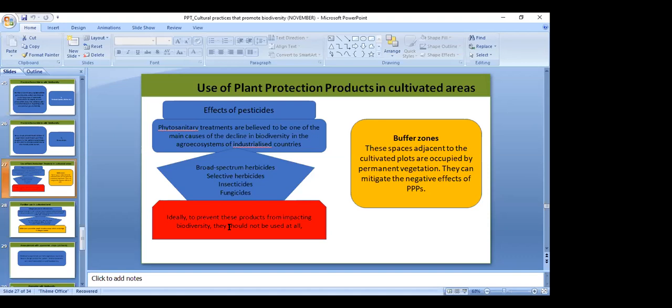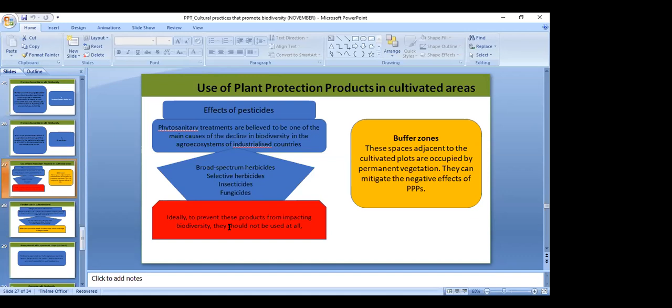And we said that we have buffer zones around the farm. There should be buffer zones around the farm. Buffer zones are areas where you don't really plant at all. So these spaces adjacent to cultivated plots are occupied by permanent vegetations. And what we refer to as permanent vegetations are those vegetations we mentioned. I showed us the picture the other time where we have semi-natural and natural ecology. So those are the natural vegetation. We have the copses there. So they are occupied by permanent vegetation. They can mitigate the negative effects of plant protection products.